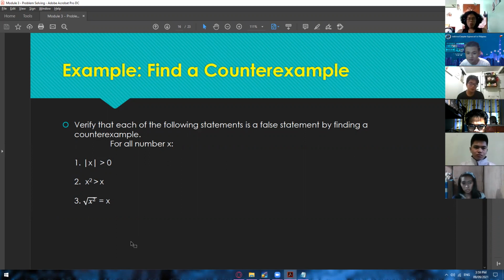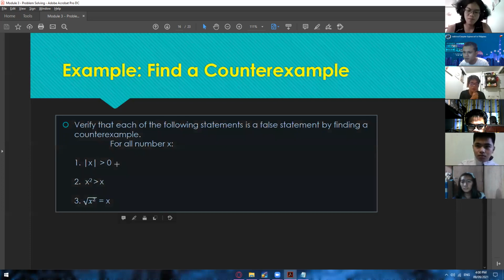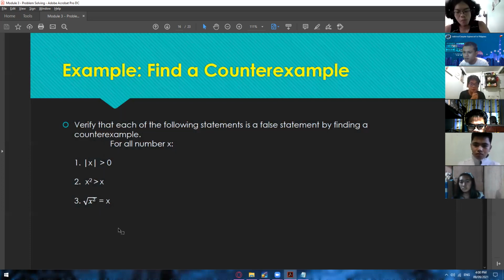1, 0. 1 is actually greater than 0. That's actually true. 0.1. 1 is 0. Oh, there seems to be something wrong. Okay, because I just updated this one a while ago. -5, no. This one is correct. So can you guys find a counterexample for number 1?